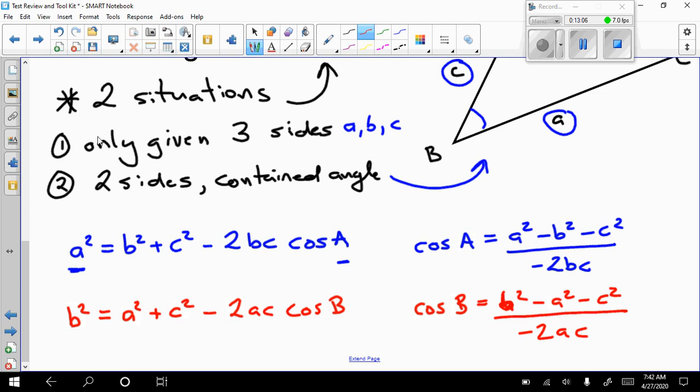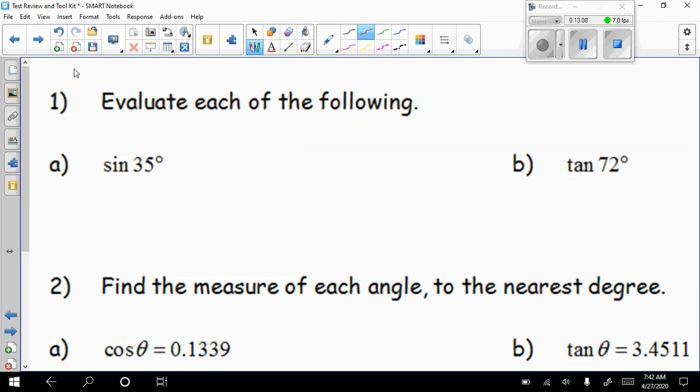All right, well, let's try a few questions here just to kind of get in the groove of this. So here are some easy questions. It just says evaluate those. So you type those into your calculator. So I'm going to do it on my calculator. For mine, I hit sine first, and then I type in 35.